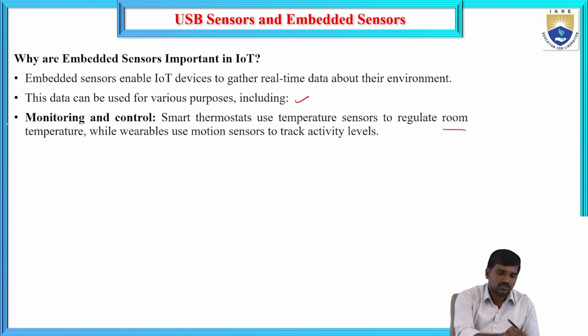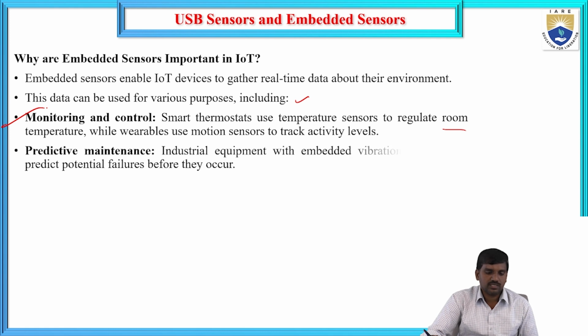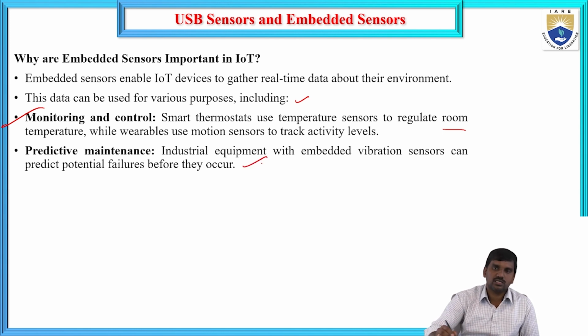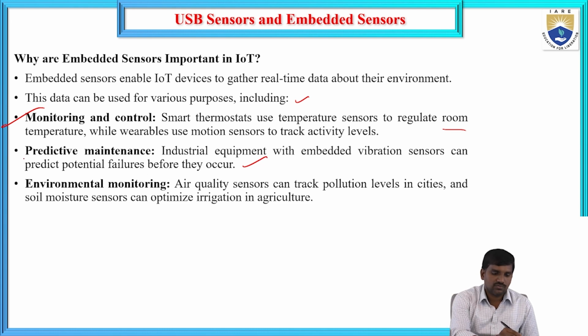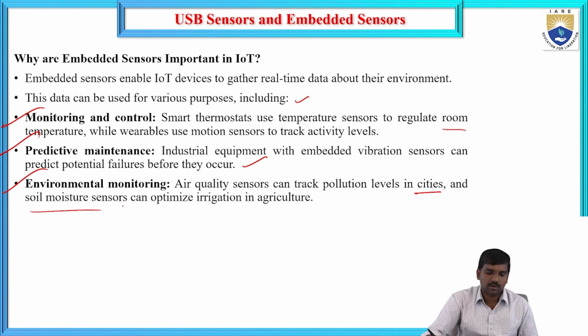That is the first purpose. And predictive maintenance: industrial equipment with embedded vibration sensors can predict potential failures before they occur. The second one, environmental monitoring. Air quality sensors can track pollution levels in cities, and soil moisture sensors can optimize irrigation in the agriculture sector. So it depends on the domain also, which type of embedded sensor we may use to develop the particular project.